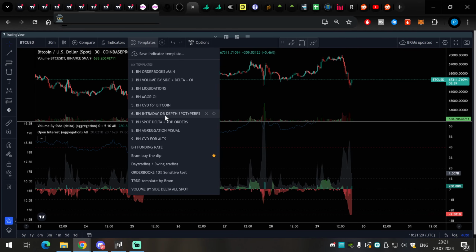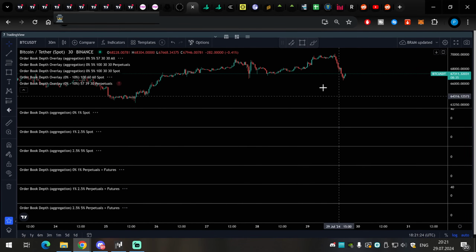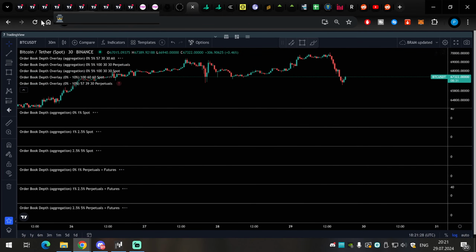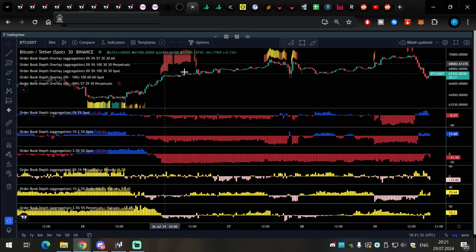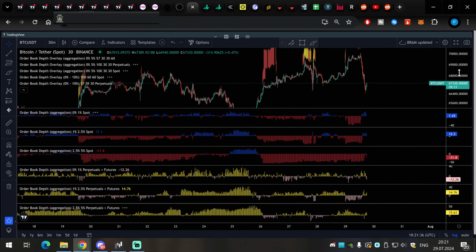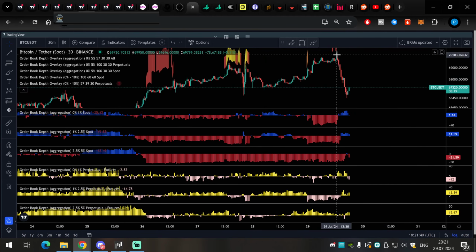And now order books, another template. So you see clearly how the thresholds were looking. Not loading, not cooperating with me. Okay, here is looking a bit more clean. We can see at the highs we've reached similar thresholds as here.